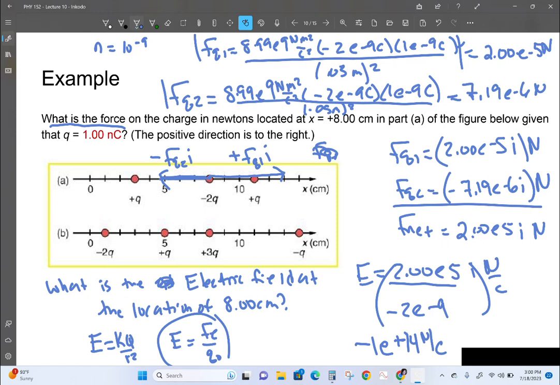So if I wanted to draw that field acting here, it would be this way, and that's because it's a negative charge, right? So that's the direction of the field, but the direction of the net force is in the opposite direction. The net force is in this direction, right? It's a positive number.